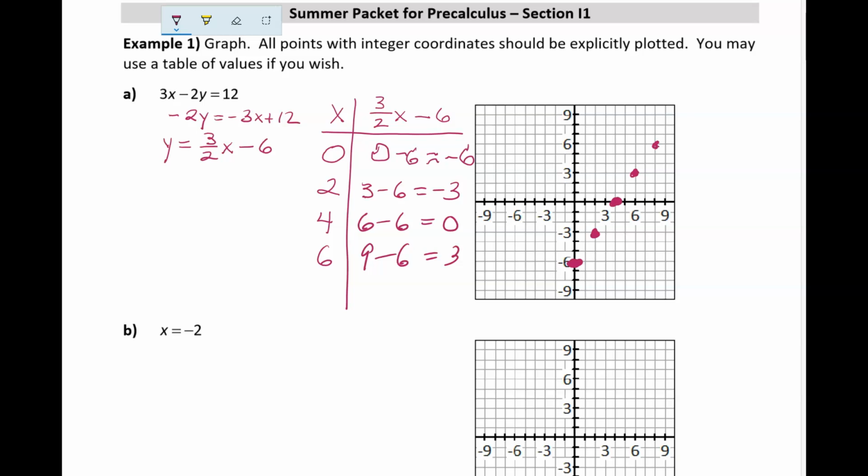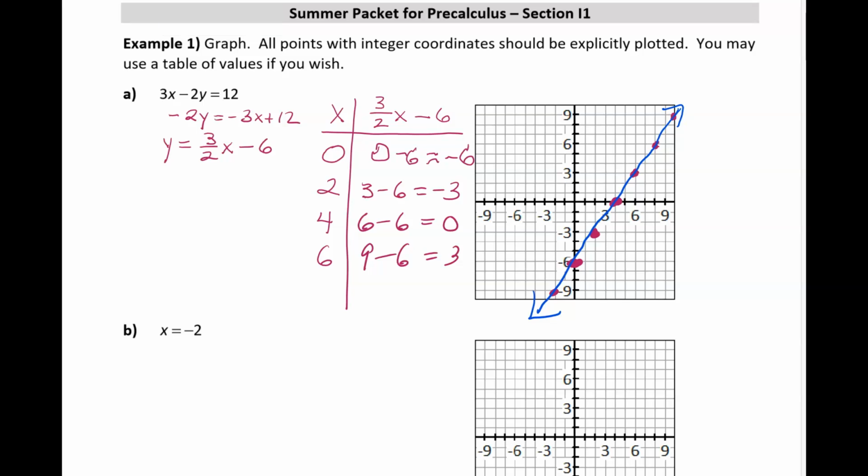So we can continue to graph points. And it's important that you graph all of the points that have integer coordinates. So we want to include those dots on the integer coordinates all the way to the end of the graph and then connect. We want our graph to be as accurate as possible.